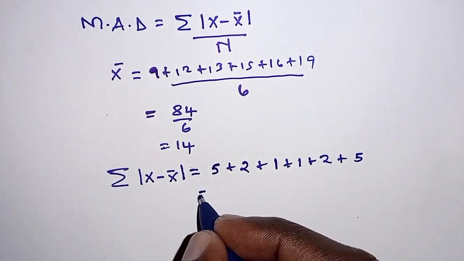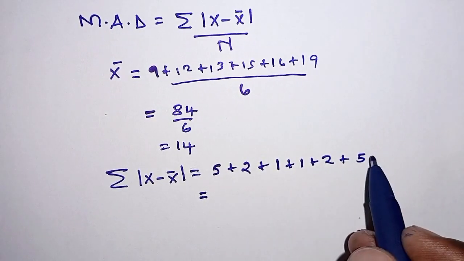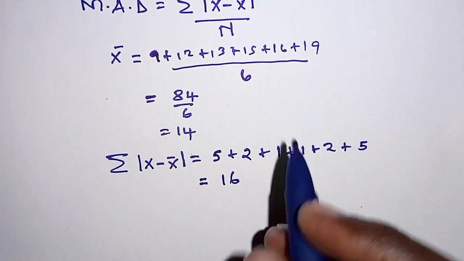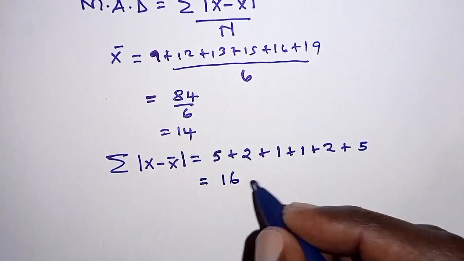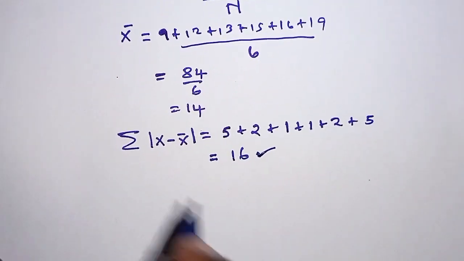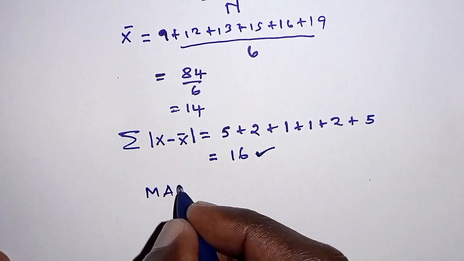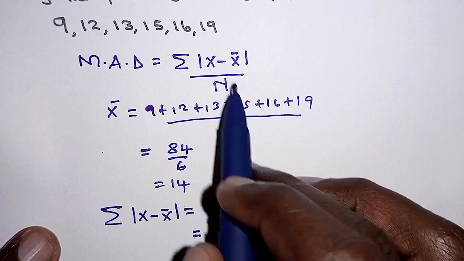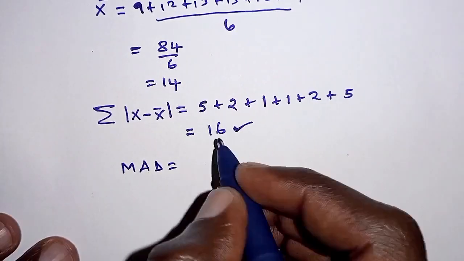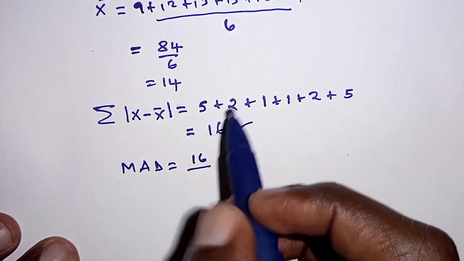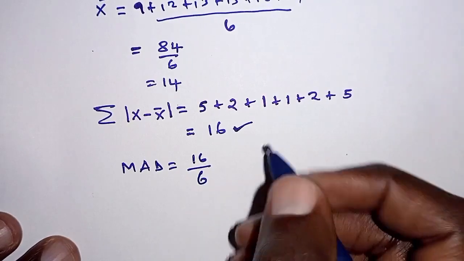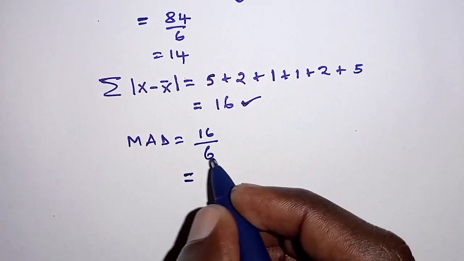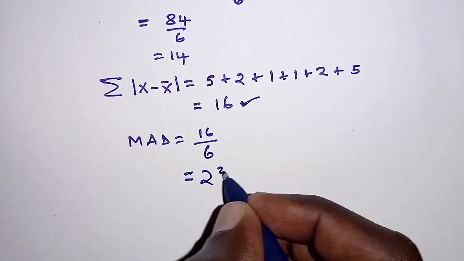So when we add all this, we should get 10 plus 6, that is 16. Now we have the summation of the absolute deviations. Now, in order to get the mean absolute deviation, we will have the summation of absolute deviations over the total number of items. And that means we'll have 16 over the total number of items, 6. When we divide this, we should get 2 and 2/3.